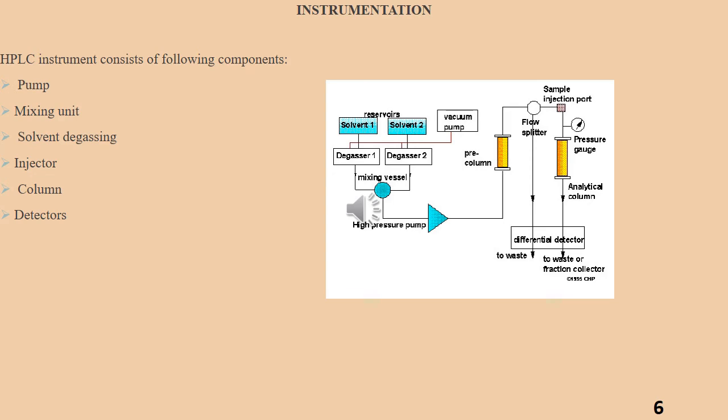Instrumentation of HPLC. The HPLC instrument consists of the following components: pump, mixing unit, solvent degassing, injector, column and detectors. A graphical representation of the HPLC instrumentation is shown in the figure. Instrumentation: the HPLC instrument consists of the following components: first, pump, next, mixing unit, next, solvent degassing, next, injector, column, and finally the detectors.